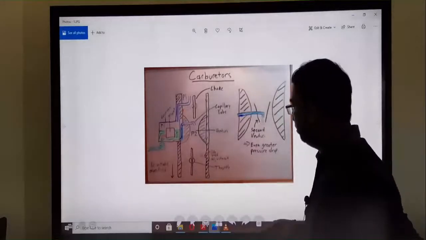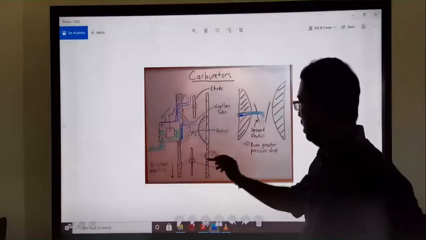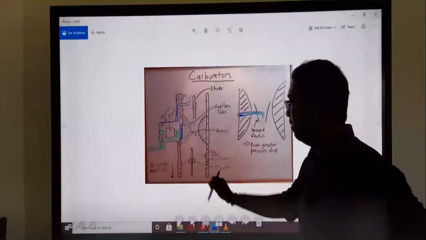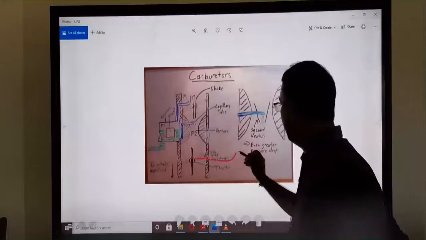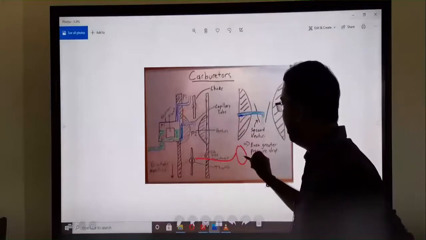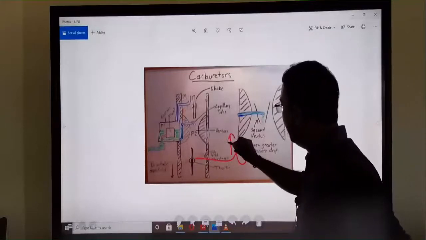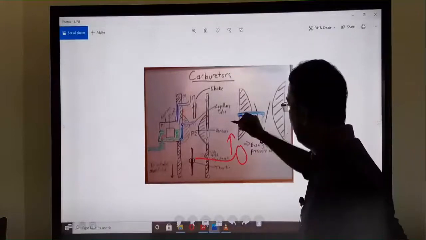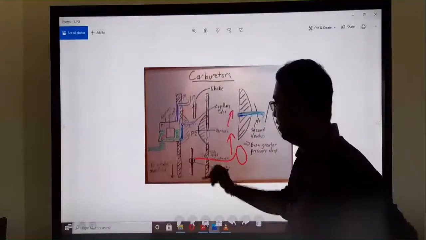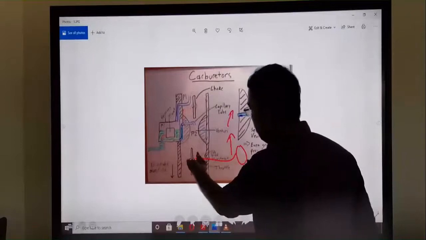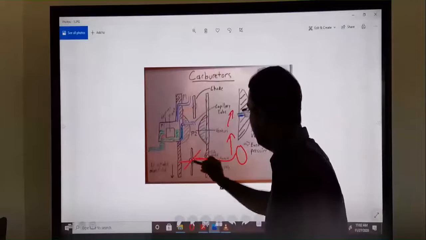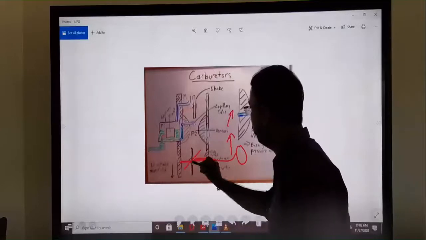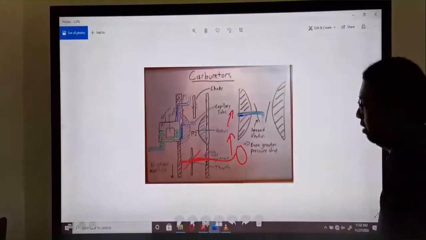Then we can see the throttle valve. It is indirectly connected to the accelerator. When we press the accelerator pedal fully, the throttle valve moves like this. In the final condition, this area is fully closed by the throttle valve.